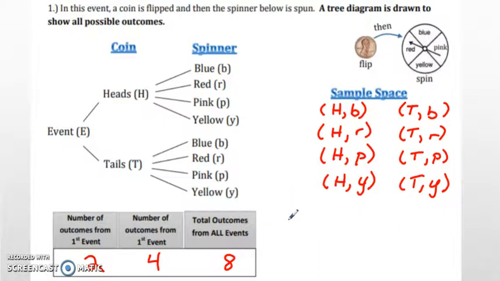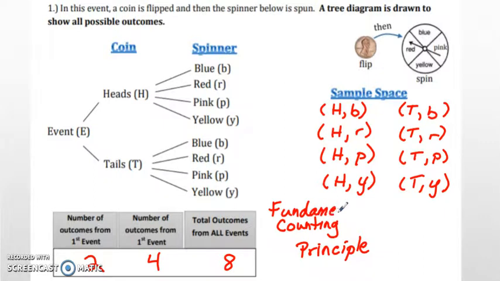Now, there is something else that you can use, the counting principle. Sometimes it's called the fundamental counting principle. If you don't have to list all of the outcomes, you can look at a shortcut and say, well, there are two outcomes for the first event, 4 for the second. If I multiply those together, we know that there will be 8 total outcomes or combinations.